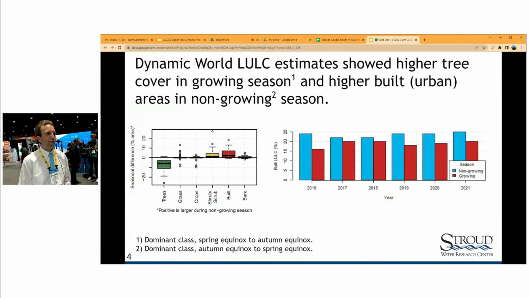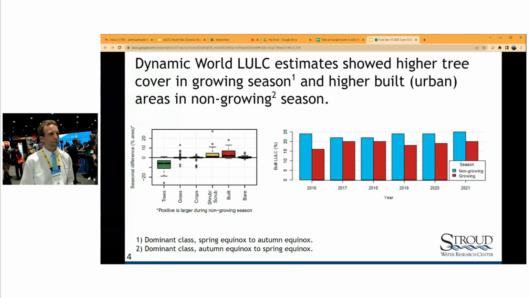So when looking at the Dynamic World land cover data in our temperate Washington, D.C. area watersheds, we found that in general, there could be higher amounts of tree cover classified during the growing season, but more built, or urban, areas classified during the non-growing season. And this chart on the left shows that these differences among our watersheds were typically 5, maybe 10% of watershed area.